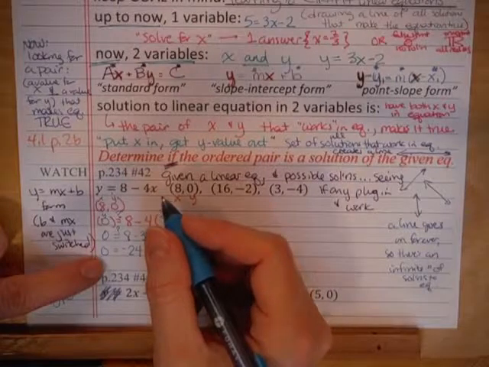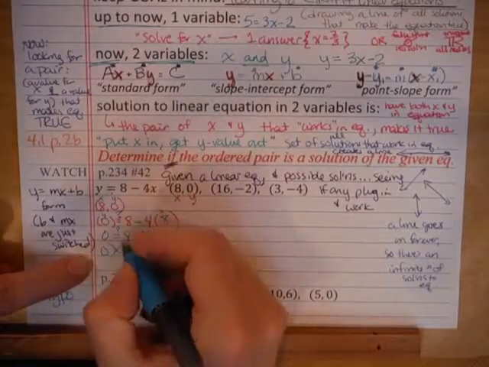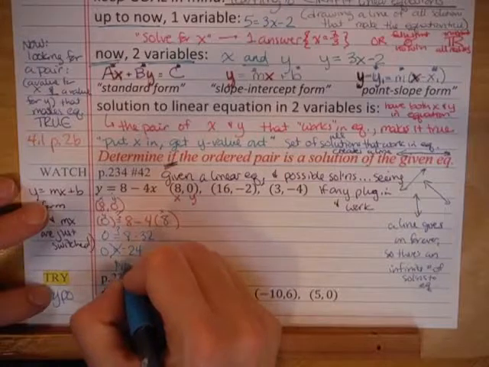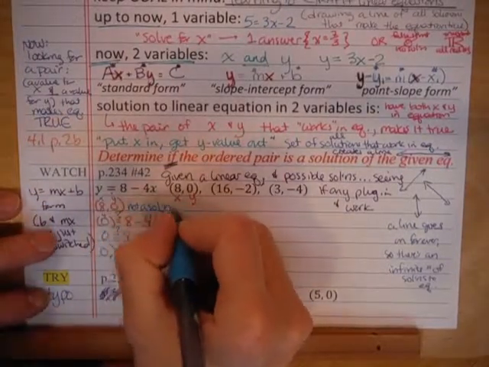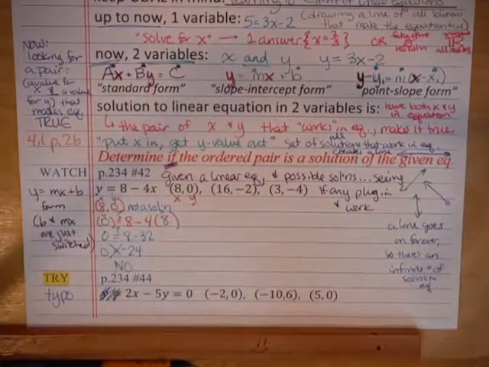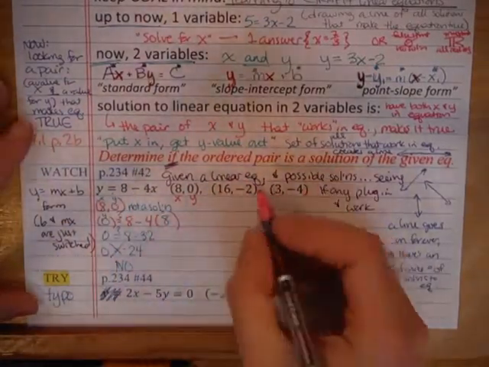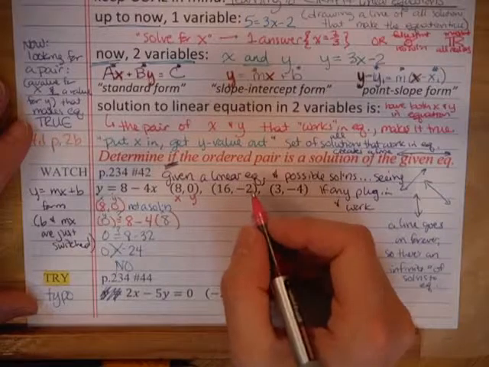And this is not a true statement. So this is no, not a solution. So 8, 0 is not a solution to this equation. It is not on the line that is drawn by this equation. Okay? Let's try this next one, 16, negative 2.